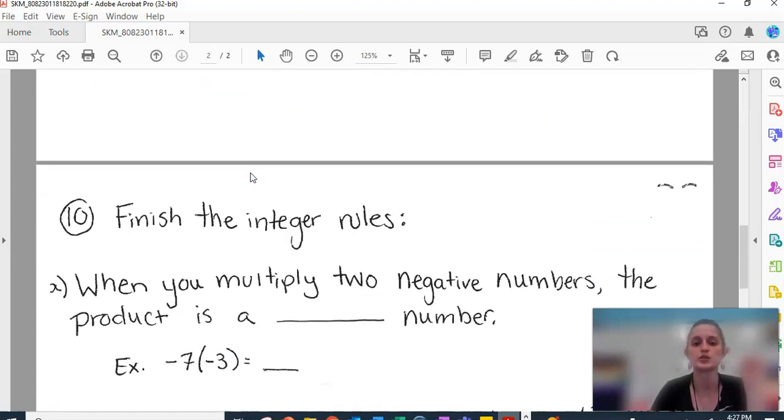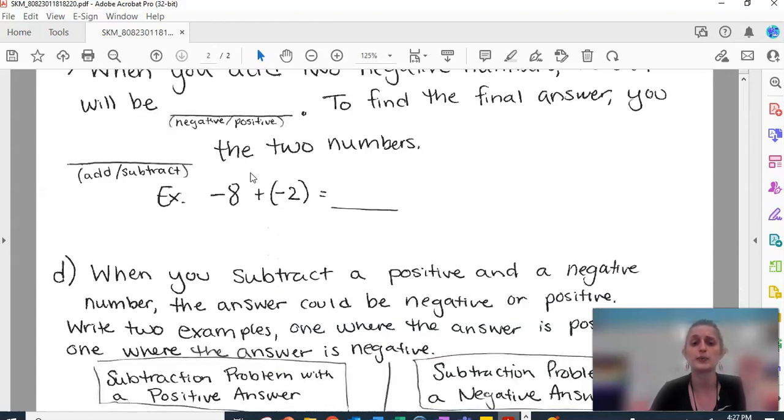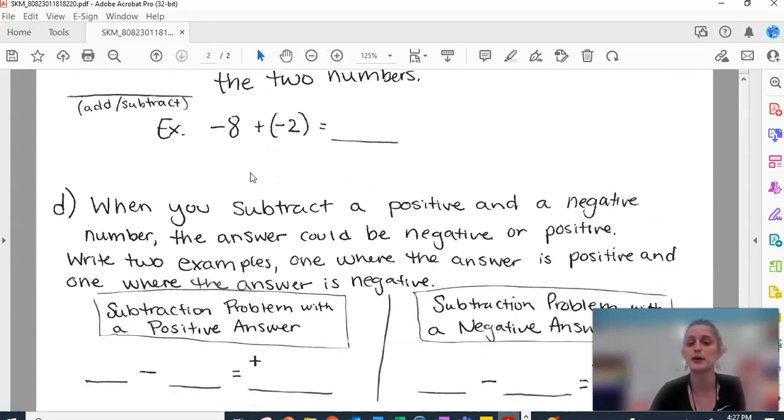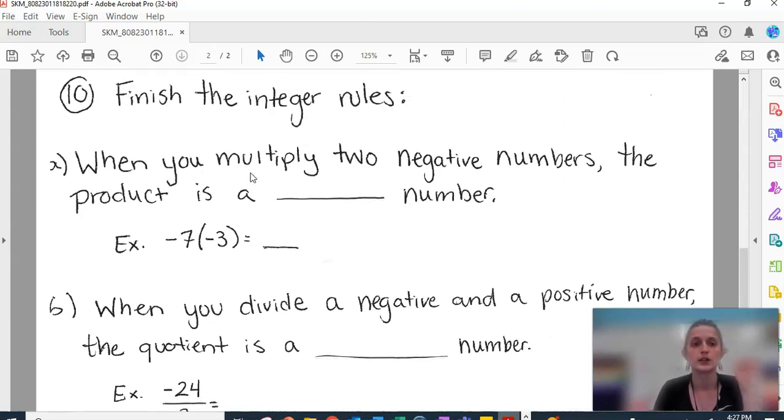The back page, it's 1, 2, 3 math problems that I gave you and 2 math problems that you make up. And then you just got to read closely. When you multiply 2 negative numbers, okay, here's an example where I multiplied one negative number times another negative number. 2 negative numbers. The product, that means the answer, is a what kind of number? Here I'm asking what's the actual answer.